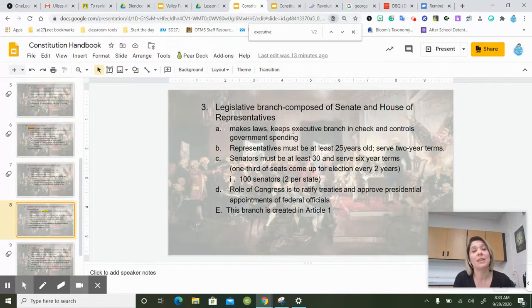Make sure you understand the information provided, because really at the end of the day, knowing your Constitution is more than just a lesson. It's actually part of your ability to live in America as a well-rounded and knowledgeable citizen.